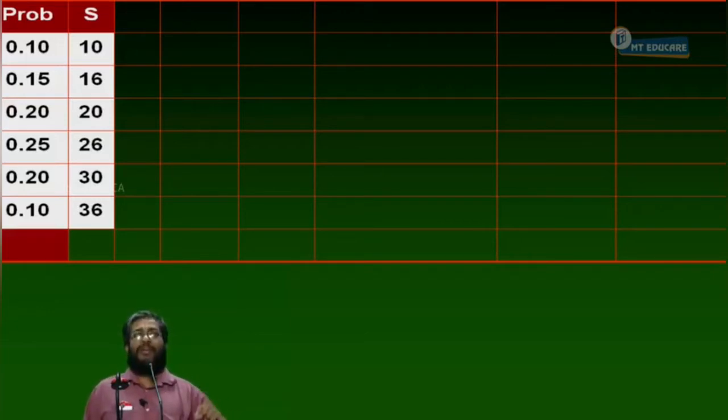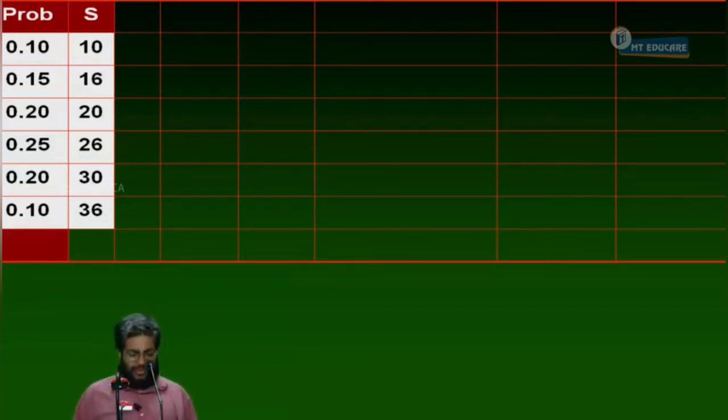Now, below that write working note. Calculation of weighted average return of security. In bracket, S bar. Average is called what? S bar, it is the mean.